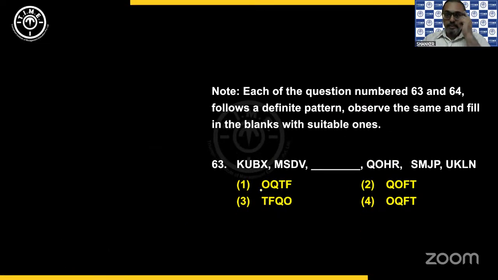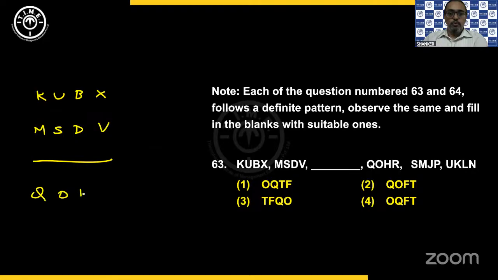Next. Each of the questions numbered 63 and 64 follows a definite pattern. Observe the same and fill in the blanks with suitable ones. Okay. So we have KUBX, then MSDV, then blank, then QOHR. That should be sufficient. You don't need to write the remaining.